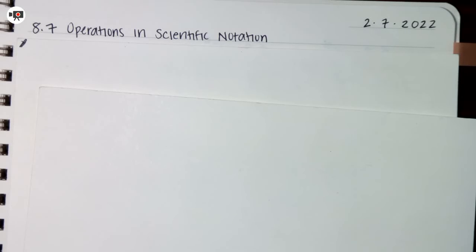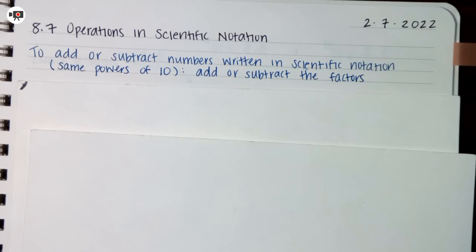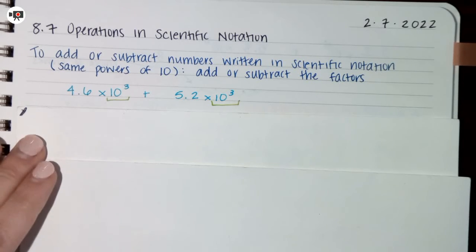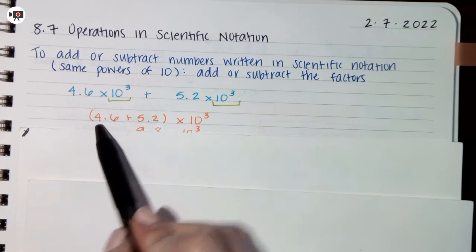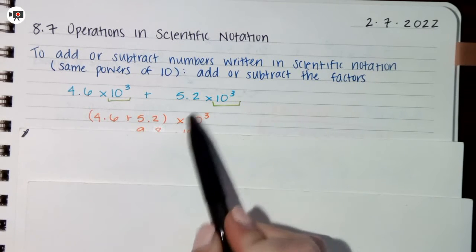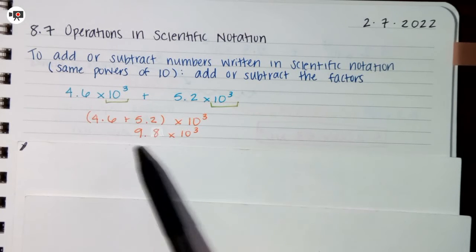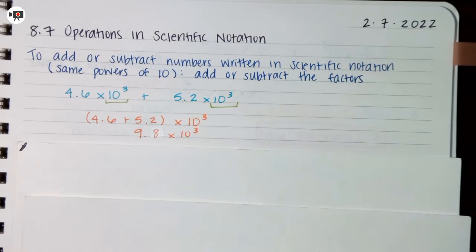This is 8.7, Operations in Scientific Notation. To add or subtract numbers written in scientific notation where they have the same powers of 10, you add or subtract the factors. So if I had 4.6 times 10 to the third plus 5.2 times 10 to the third, I'm only going to be working with this 4.6 and 5.2. This 10 to the third just goes along for the ride. So this would be 9.8 times 10 to the third.